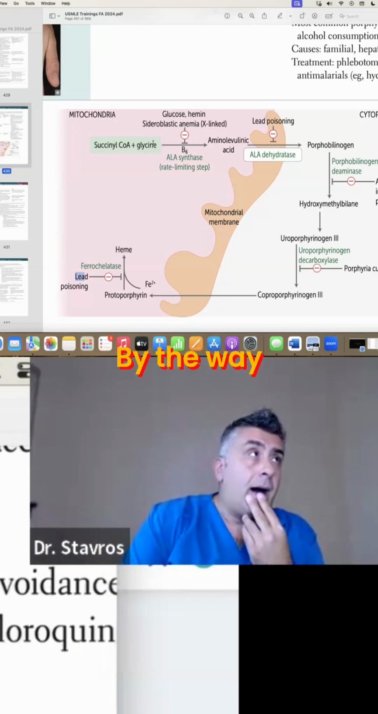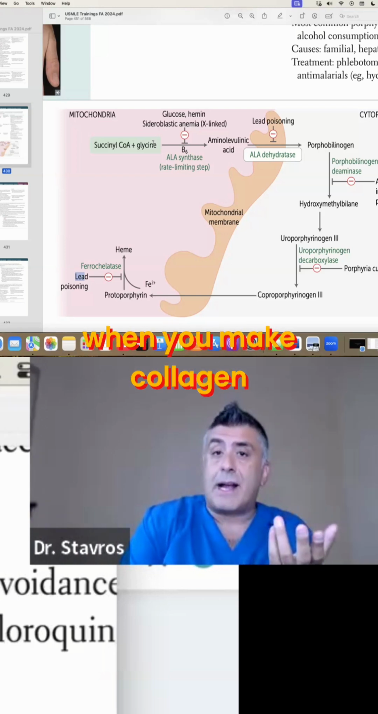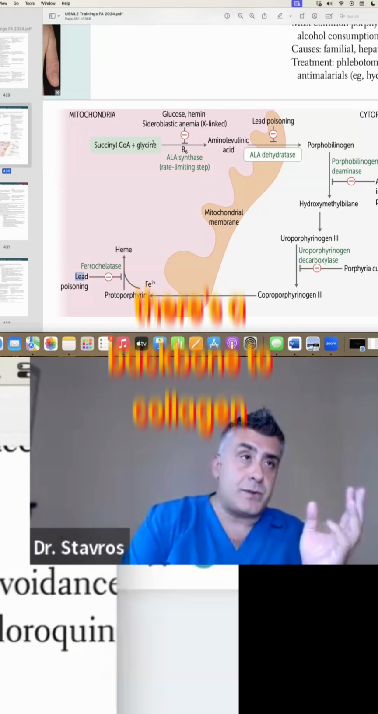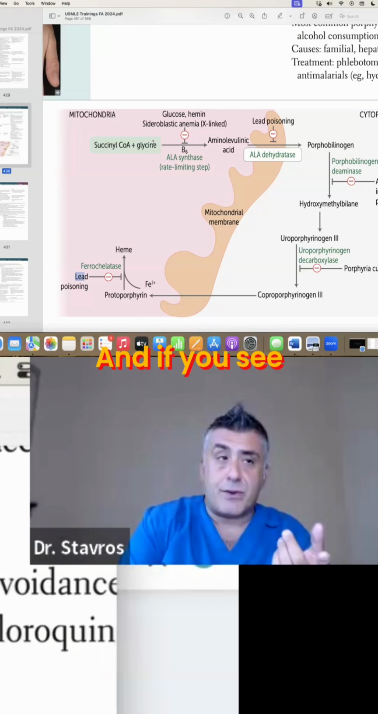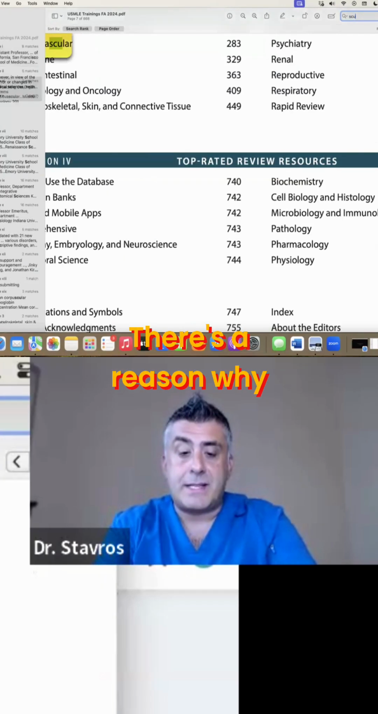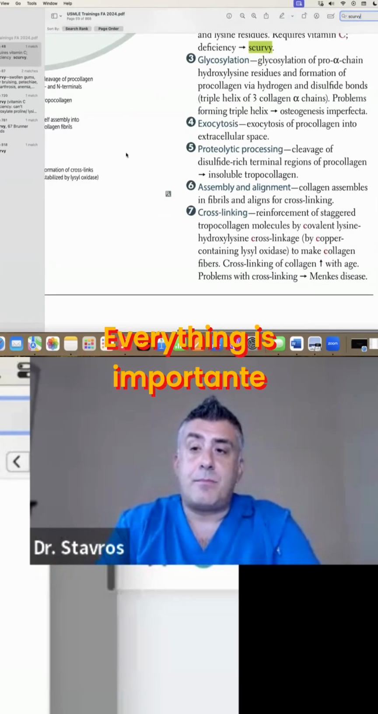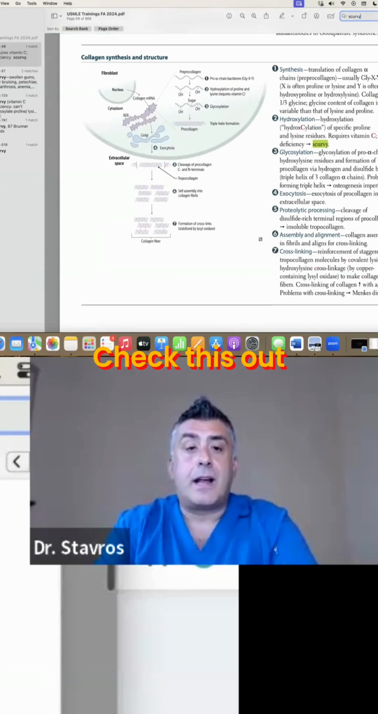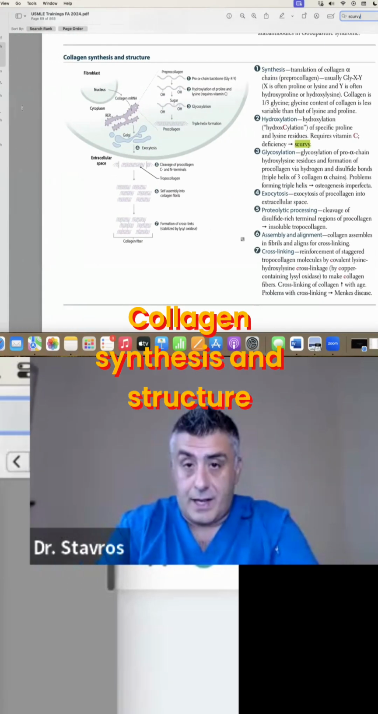By the way, collagen formation, you know, when you make collagen, right? There's a backbone to collagen. And if you see First Aid, you'll see this. Let me show you this. Watch this. There's a reason why I say this to you guys. Everything is importante. Check this out. Collagen synthesis and structure.